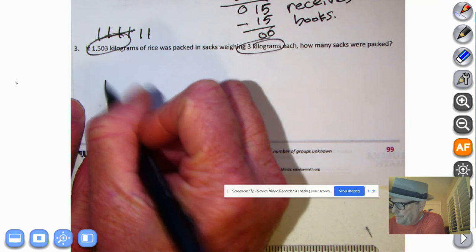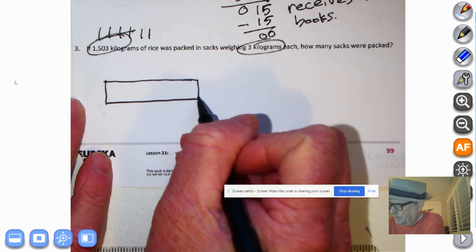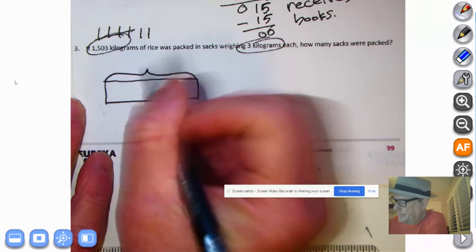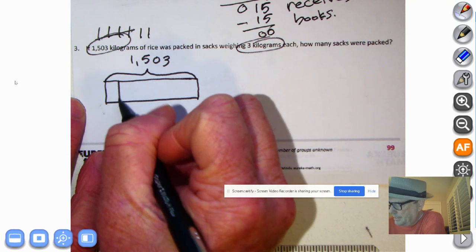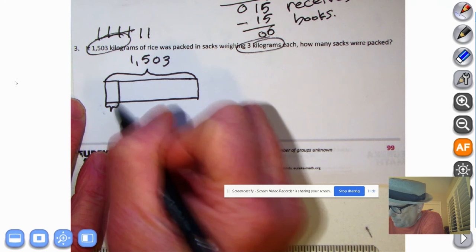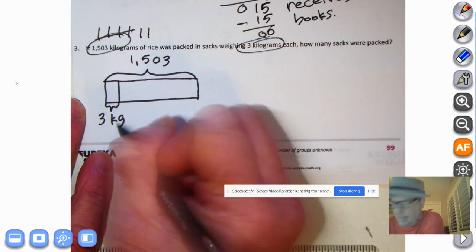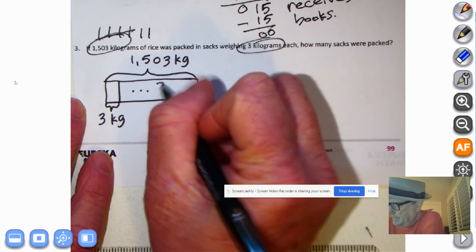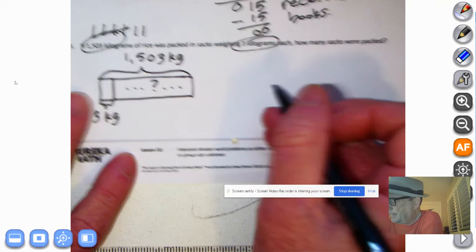So let's make our tape diagram. And the first thing I'm going to do is my whole. My whole is 1,503. And remember, if we look back at our question here, we're putting in sacks that weigh 3 kilograms each. Okay, 3 kilograms each. We can put the kilograms right here, and we can put the kilograms right up there just so we know what's going on. What we don't know is how many bags. How many bags will we be able to make? That's what we need to figure out.